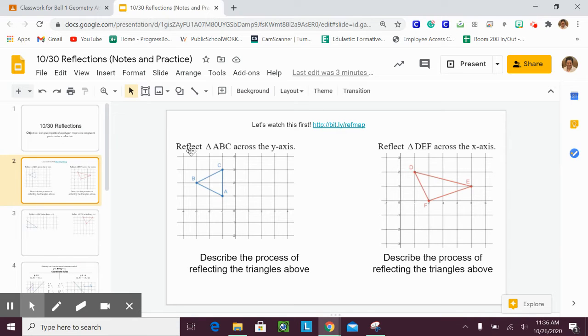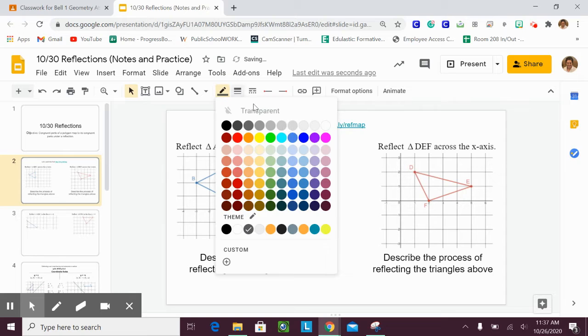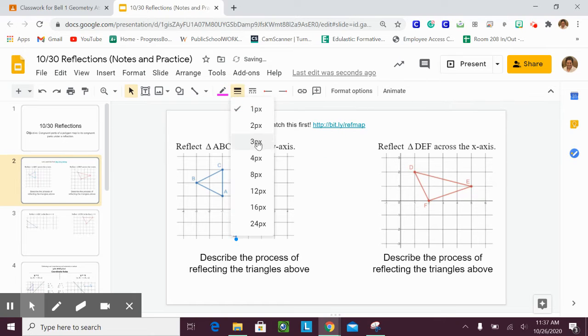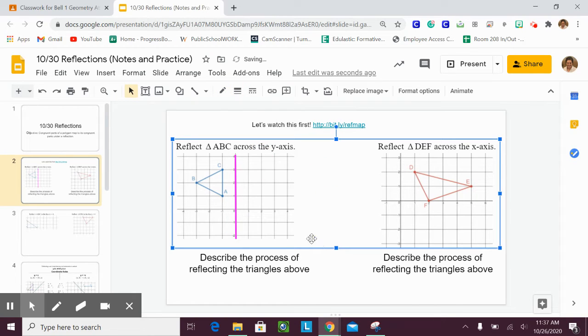Okay, so if we reflect triangle ABC across the y-axis, what do you think happens? So this is my y-axis. I'll make a line for us. So we want to reflect it over that big purple line. Okay? What do you think is going to happen?